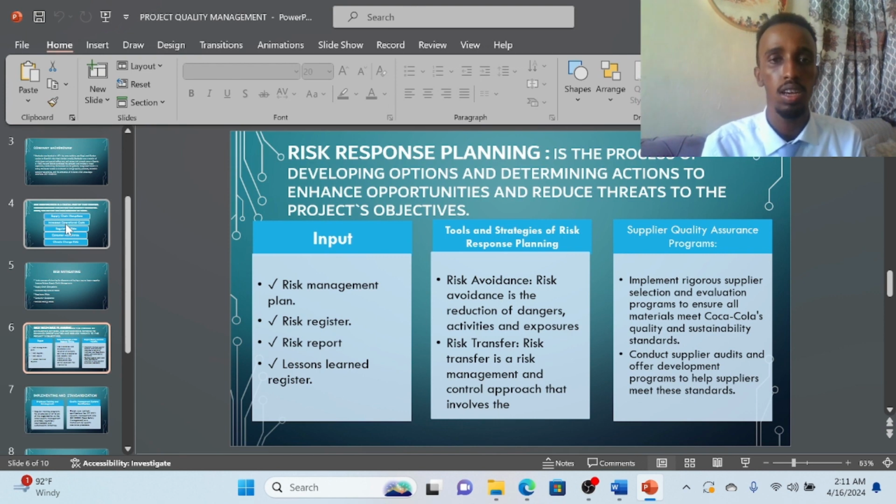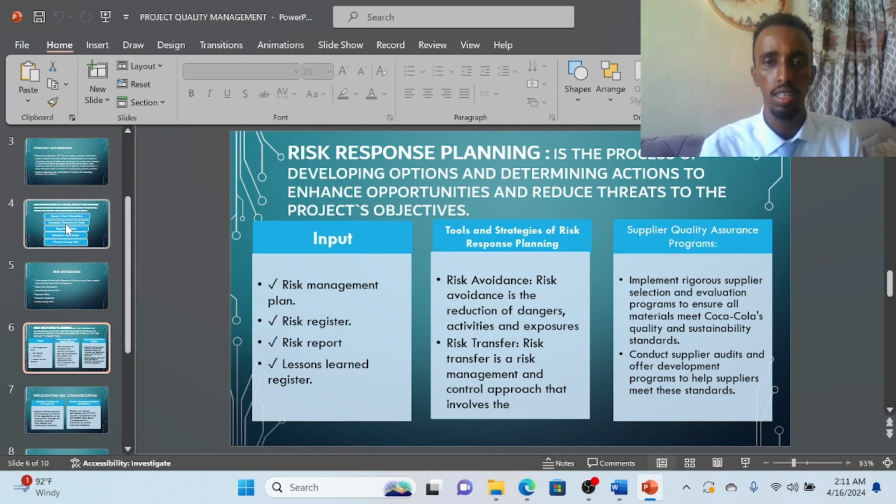We have also here many inputs of the risk response plan. One of them is a risk management plan, to get well prepared. Risk register, we will see in the coming slides. Risk report, and also you have to get lessons learned. Tools and strategies of the risk response plan: risk avoidance is to avoid the risky activities and exposures.